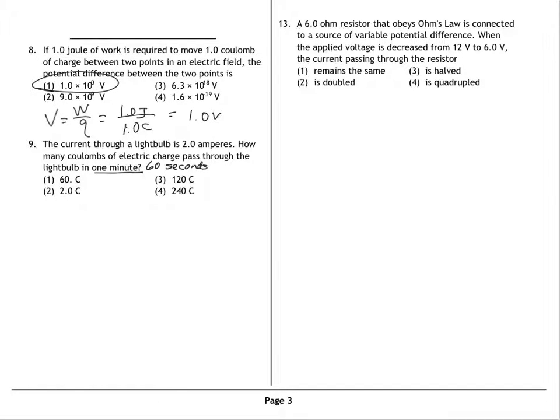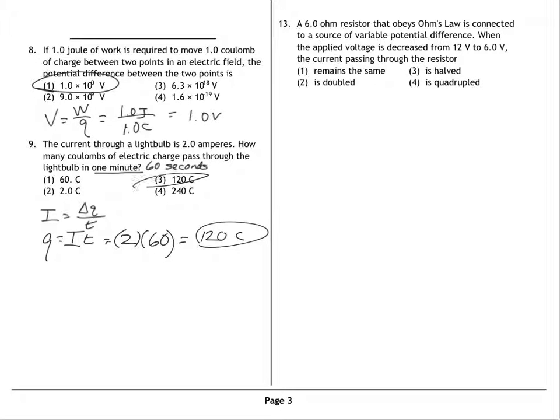And we're also going to use a different kind of equation that includes current and time and charge. It's actually the first equation you ever would have received about current, and it says I is delta Q over T. So we are, in fact, looking for Q. So Q is going to be equal to IT, or current times time. The current was listed as 2 amps, and the time is 60 seconds, which means that the total charge here is going to be 120 coulombs, or choice 3.